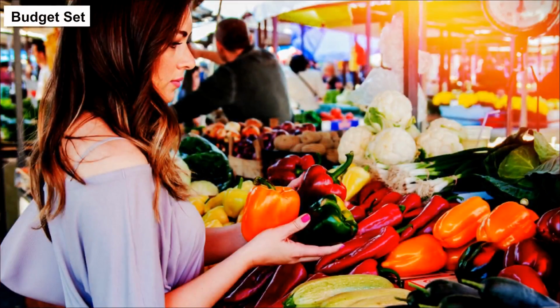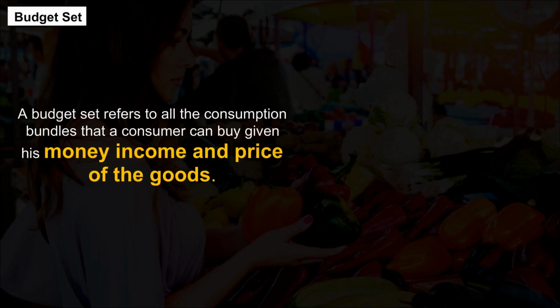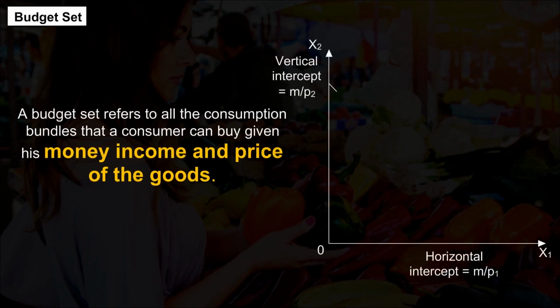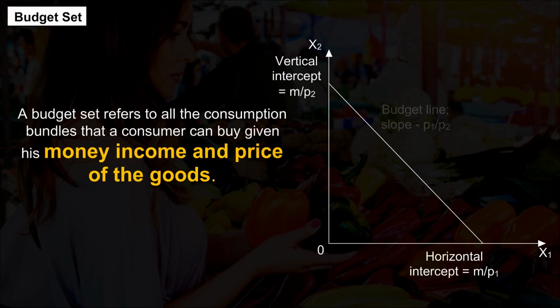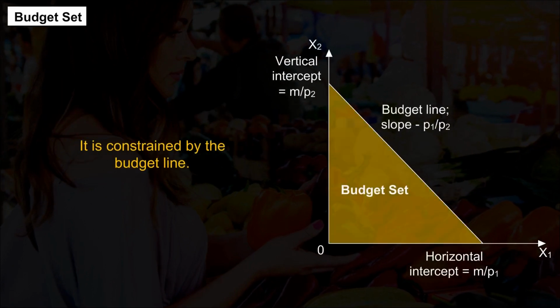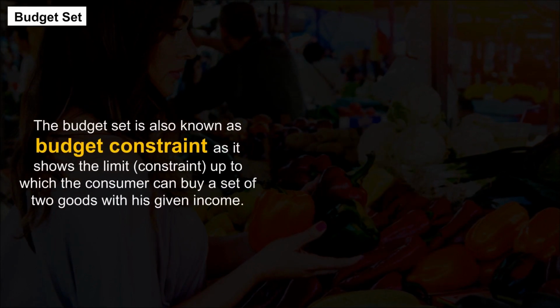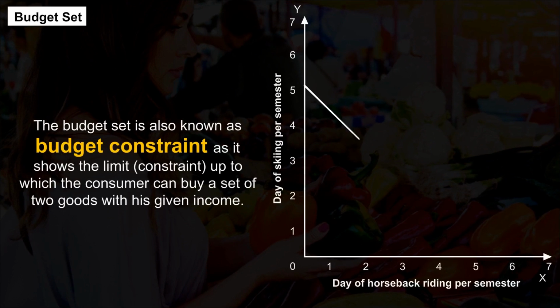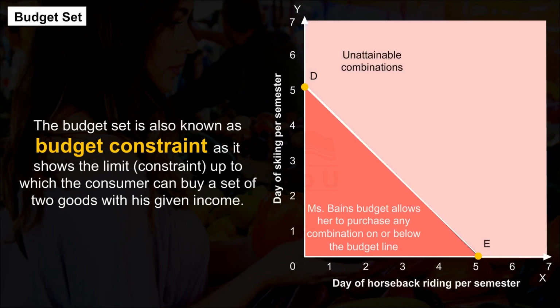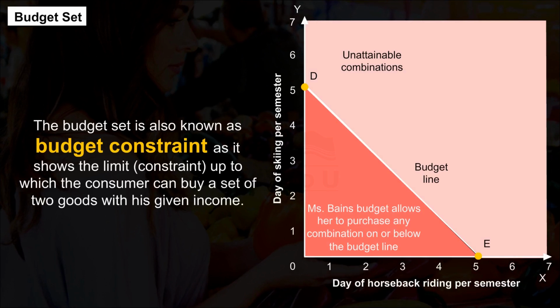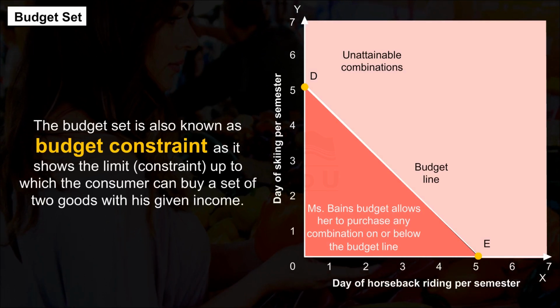The consumer's budget. Budget set. A budget set refers to all the consumption bundles that a consumer can buy given his money income and the price of the goods. It is constrained by the budget line. The budget set is also known as the budget constraint, as it shows the limit up to which the consumer can buy a set of two goods with his given income.